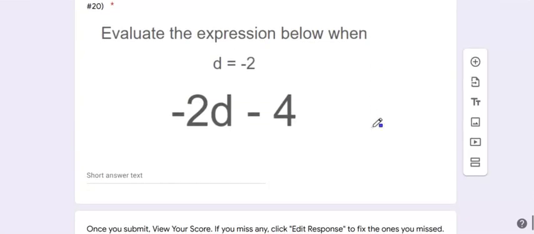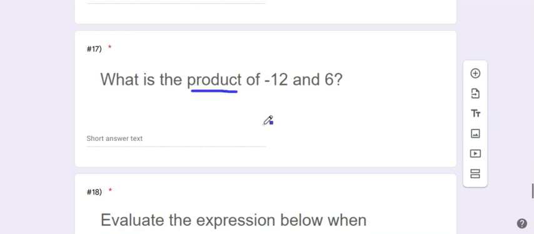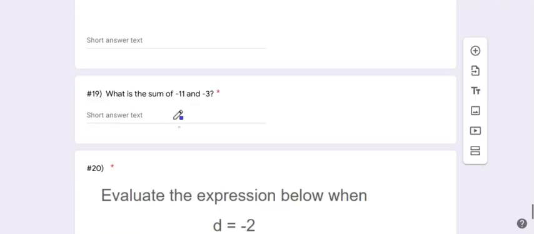And at the very bottom, well, let me point out a couple things here. Product. What is the product? It is the answer to a multiplication problem, right? And at number 19, it says, what is the sum? Sum is the answer to an addition problem. So keep that in mind.